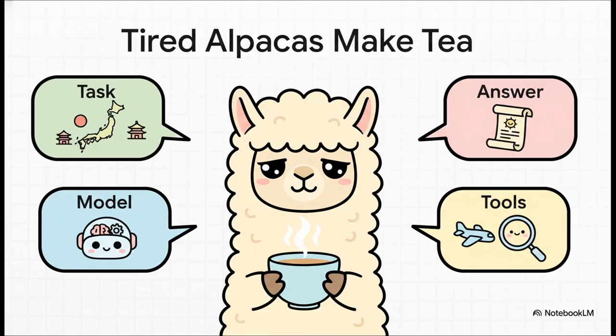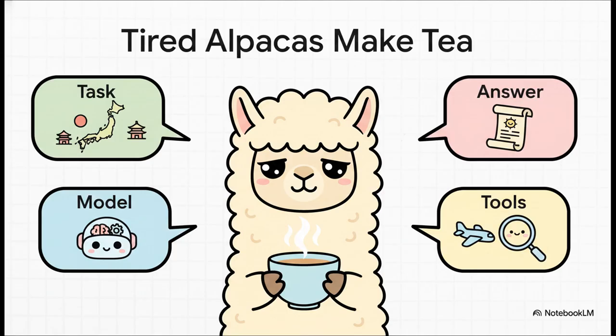The task is to plan a 3-day trip to Tokyo on a budget. The answer you want back is a detailed itinerary with cost breakdowns and hotel bookings. The model is the specific large language model you choose under the hood, like Claude or GPT. And the tools are what it needs to access to get the job done, like Google Maps, Skyscanner, and Booking.com.